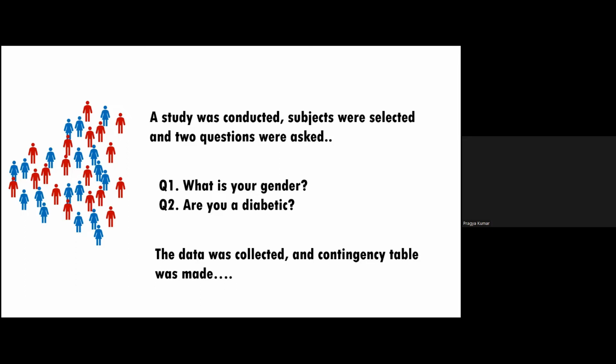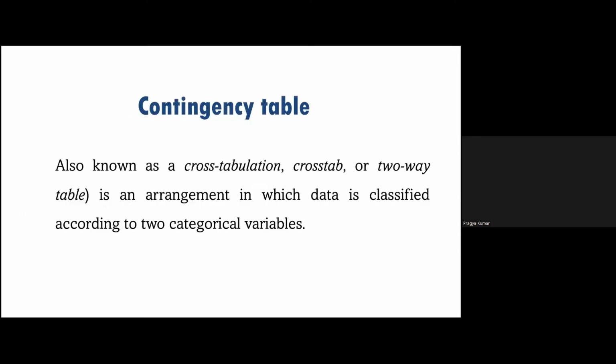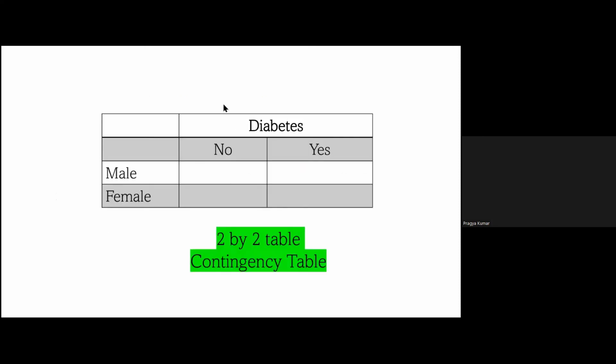Now, what is this contingency table? It is a cross table, which is also known as a crosstab or a two-way table. It's an arrangement where the data is classified according to two categorical variables. So this is a 2 by 2 contingency table. In this case, you have two categories of each variable: diabetes as no and yes, and gender as male and female.